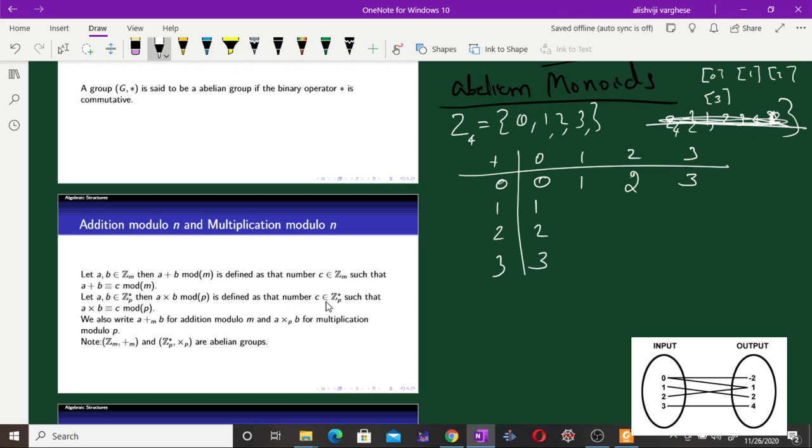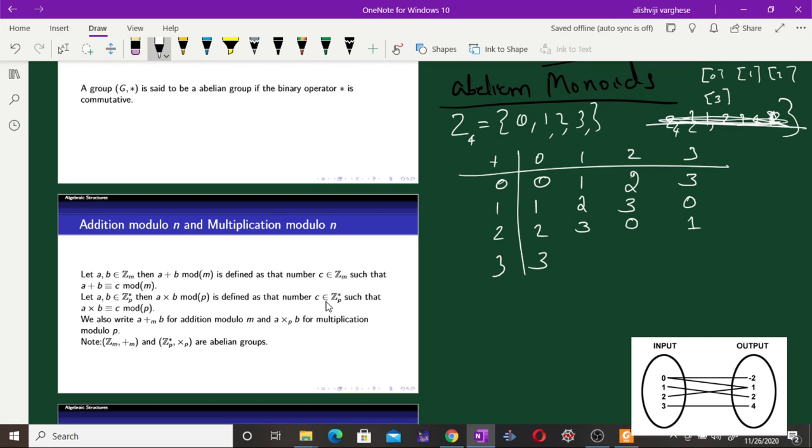Then 1 plus 1 is 2, and when we divide by 4, the remainder is 2. Then 1 plus 3 is 4, and when we divide by 4, the remainder is 0. 2 plus 1 is 3. 2 plus 2 is 4, and when we divide by 4, the remainder is 0. 2 plus 3 is 5, and when we divide it by 4, the remainder is 1.